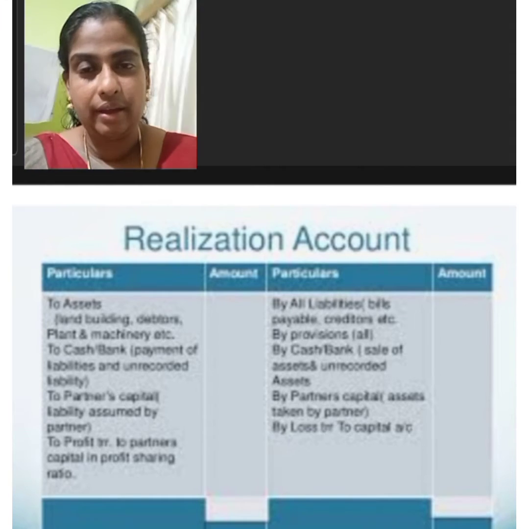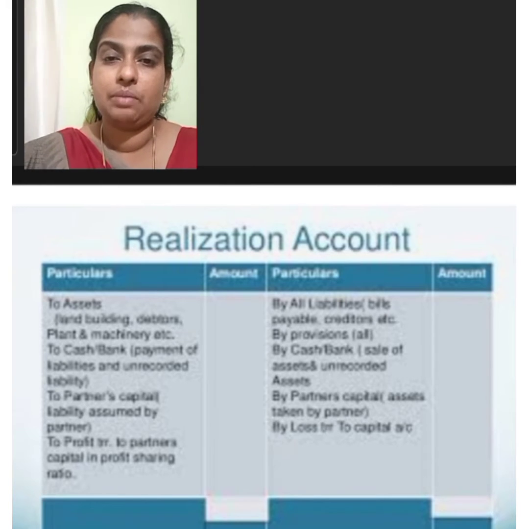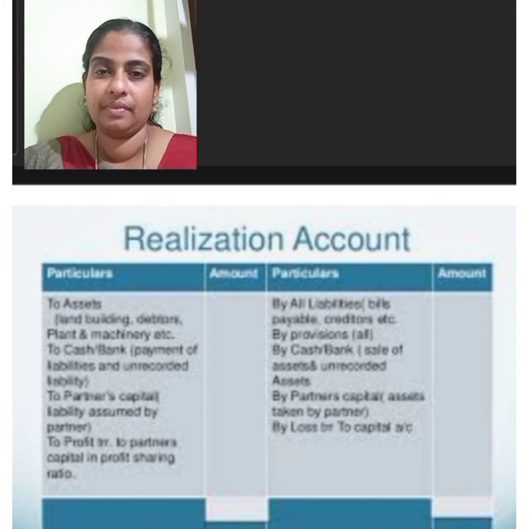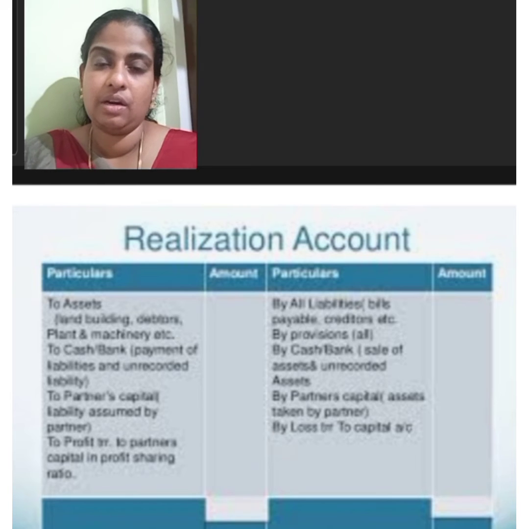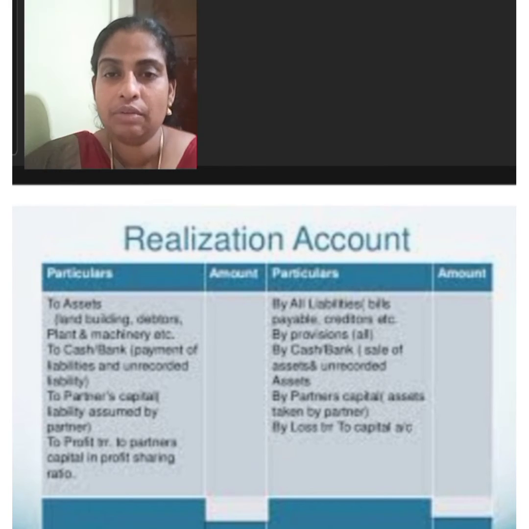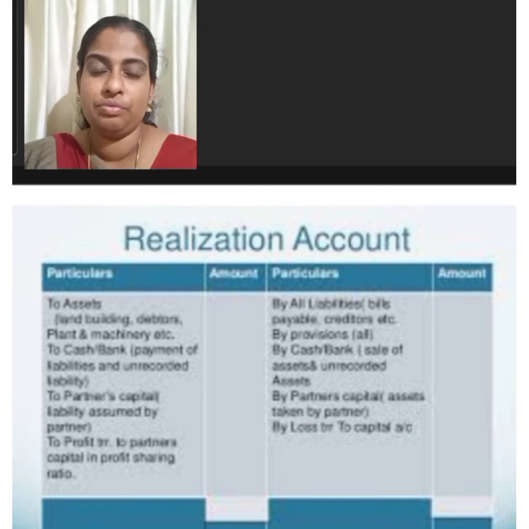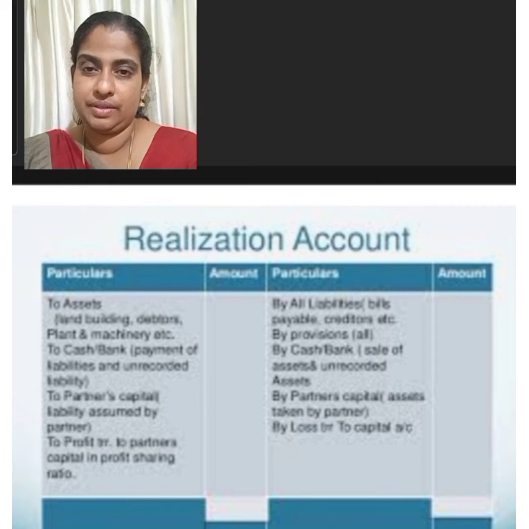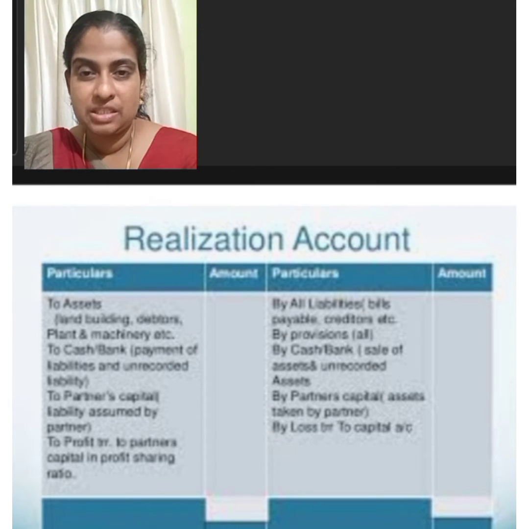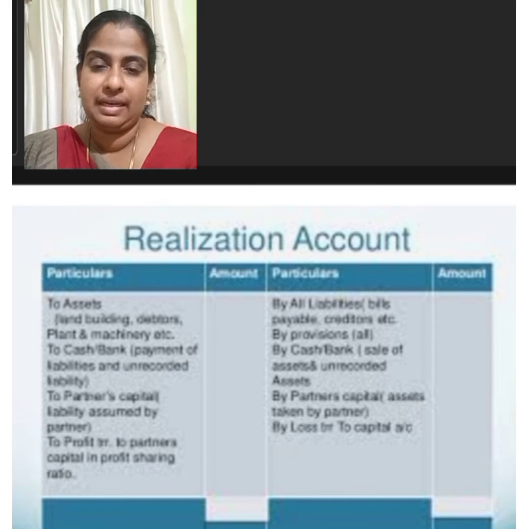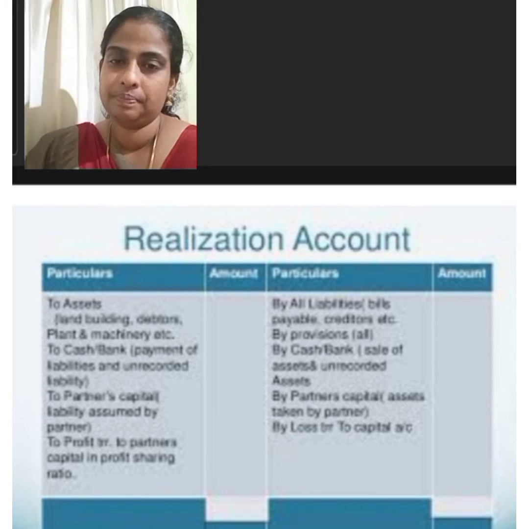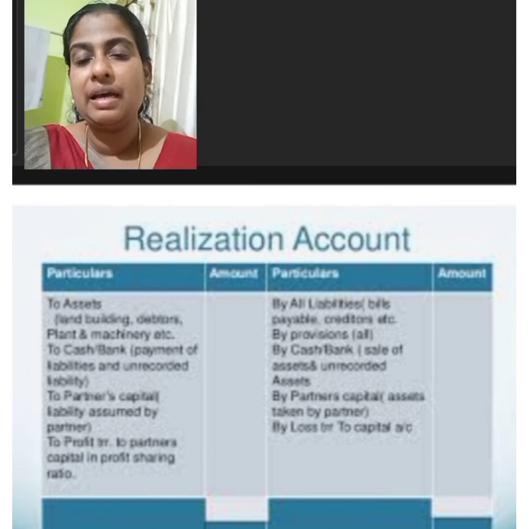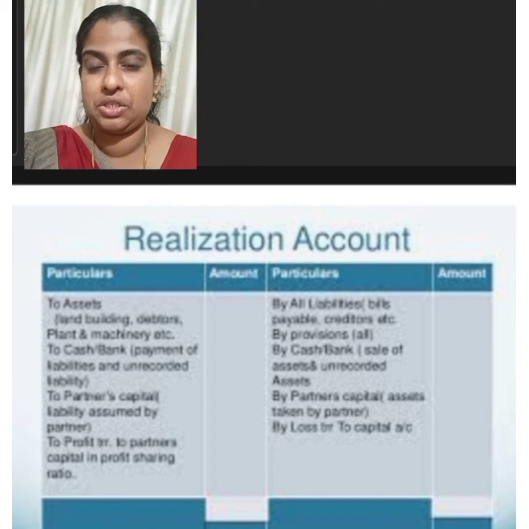Next, we are going to record the important journal entries at the time of realization of assets and liabilities. In realization account, first we have to record the journal entry for recording the assets of the firm. The entry will be realization account debtor to assets account. The next step is to transfer the liabilities of the firm to realization account. The entry will be concerned liabilities account debtor to realization account, being liabilities transferred to realization account.